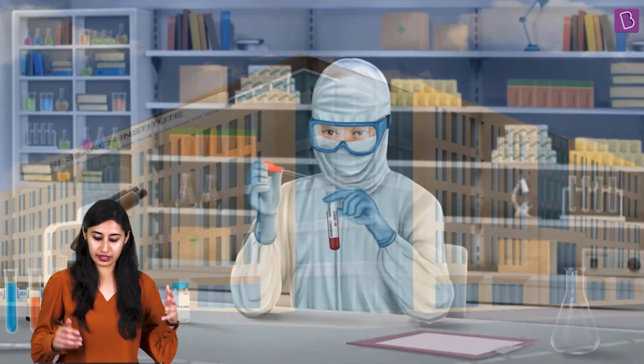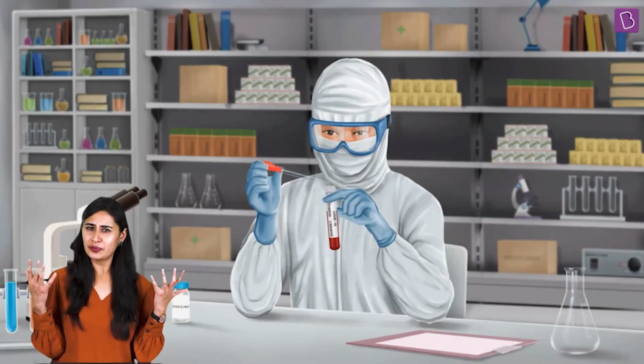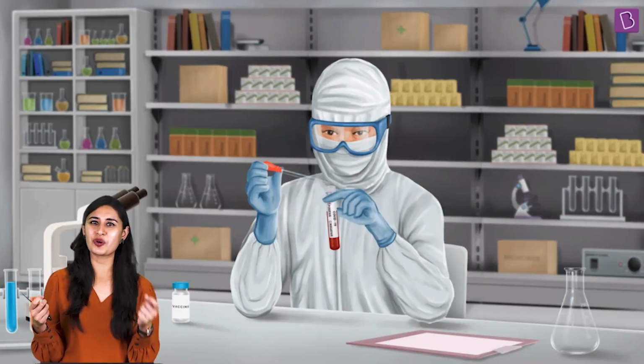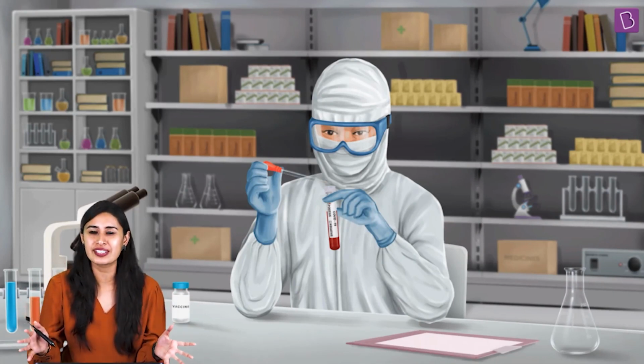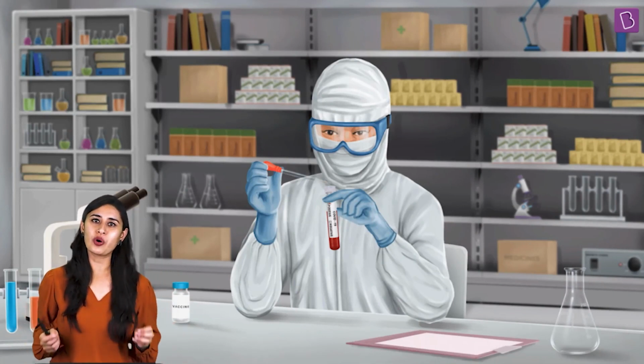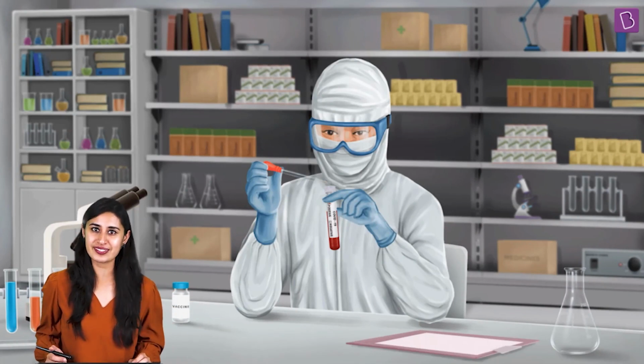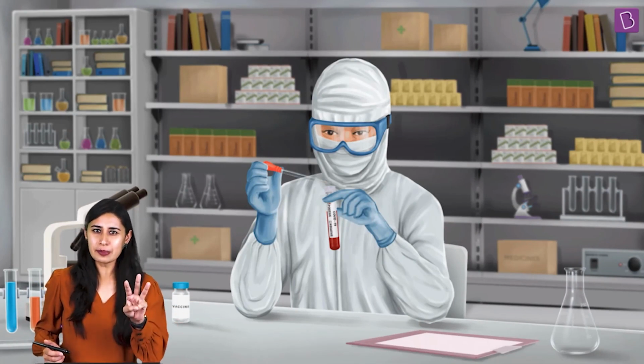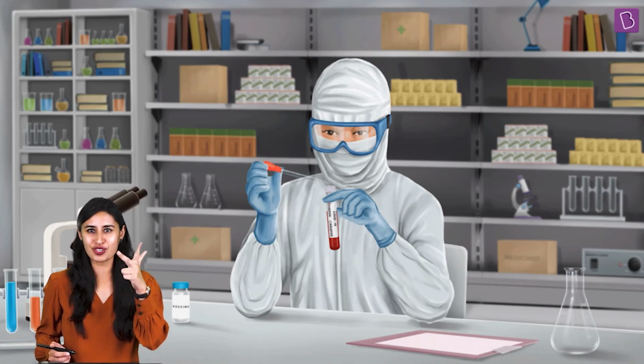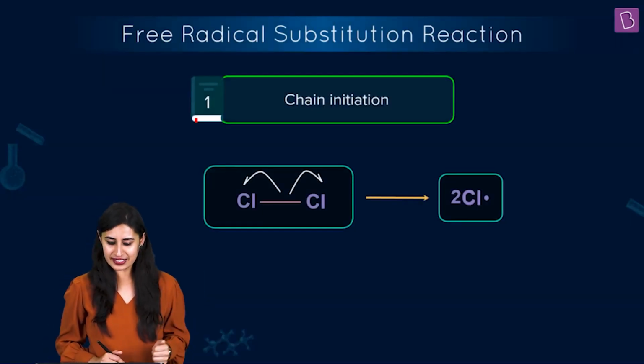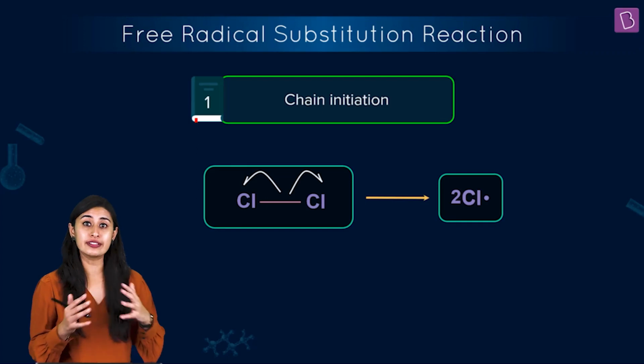So yes, we maintained social distancing, we wore masks, we carried out all the precautions, we washed our hands, and the research helped us in finding out the vaccine. And with the vaccine came the bright hope of the termination of this infection, which has been caused because of the COVID-19 virus. So, 3 steps: initiation, propagation, termination. Let's understand it now from the perspective of free radicals.